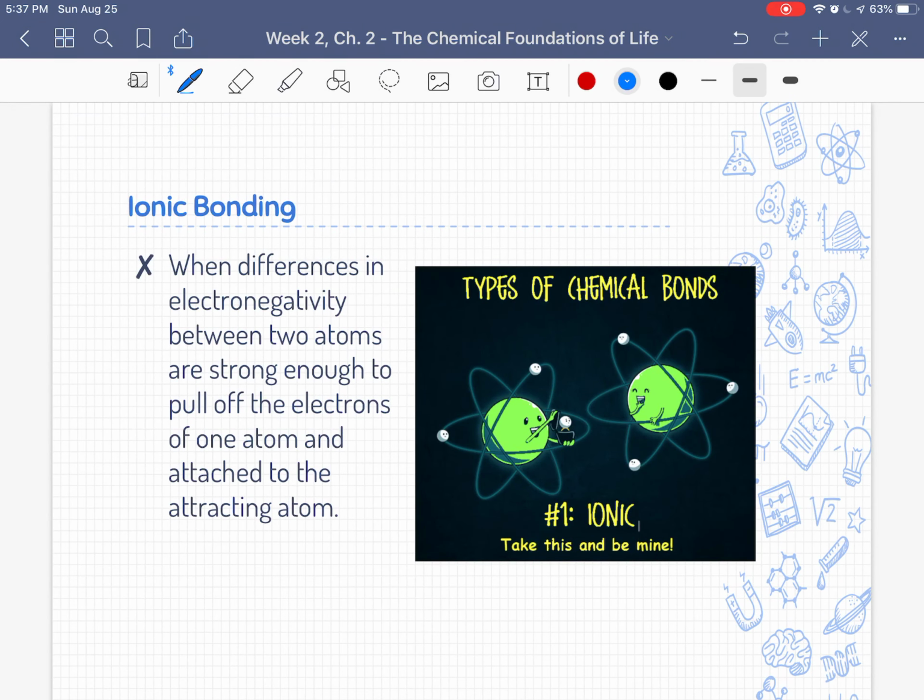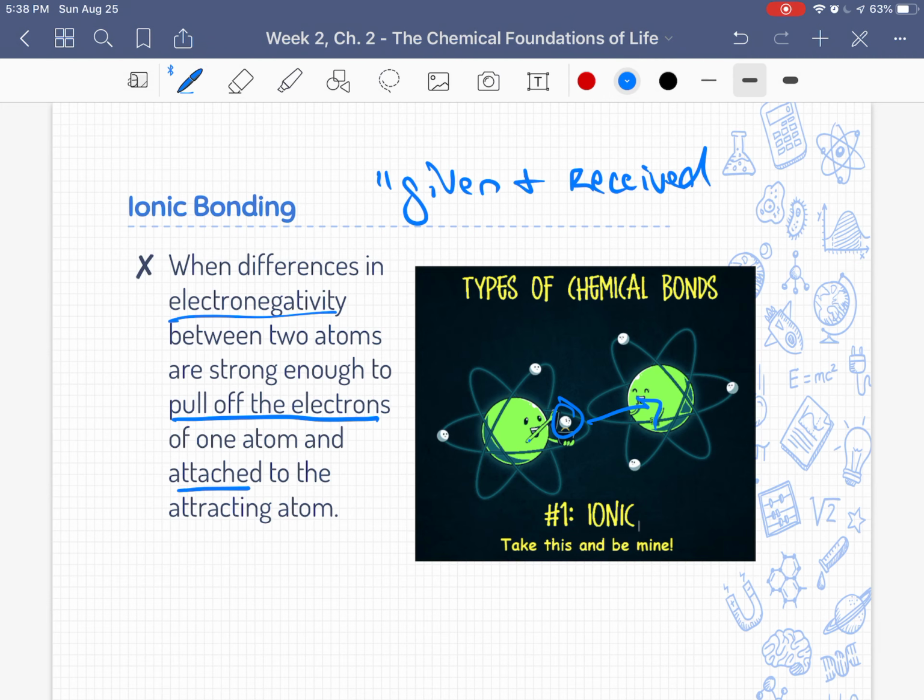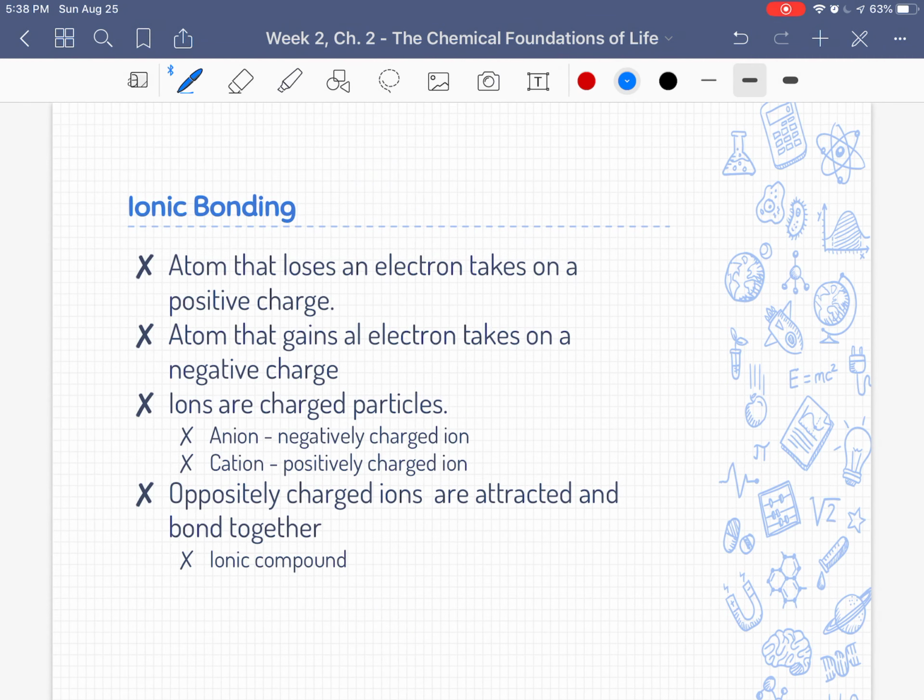All right, so let's move on to ionic bonding. Ionic bonding is when electrons are not shared, they are given and received. So the differences in electronegativity actually pull off the electron of one atom and attach it to another atom. In our funny little cartoon here, we have one atom that is going to give an electron to another atom. So you have a giver and a receiver.